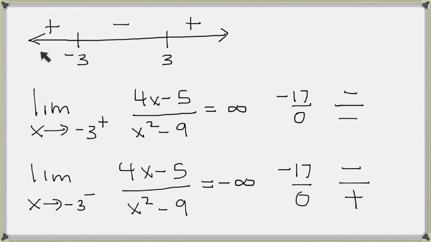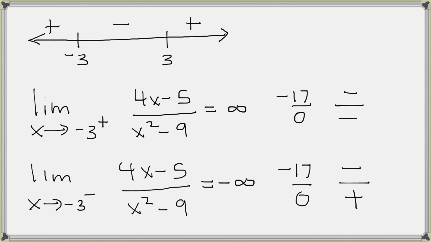Here, I'm going to negative 3 from the left, so it'd be over here on the left side of negative 3. And for any x that I pick over here, even as I get closer and closer, when I plug those into x squared minus 9, I'm going to get a positive. So on the top, I'll have a negative. On the bottom, I'll have a positive. So negative divided by a positive is a negative. So the answer has to be negative infinity on this one.